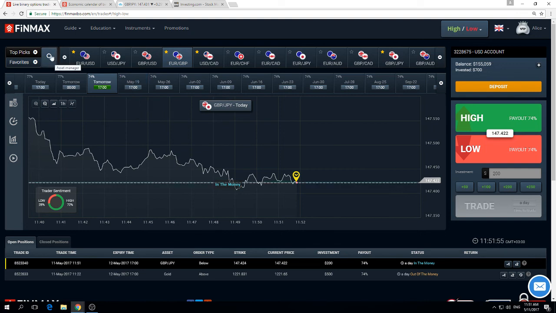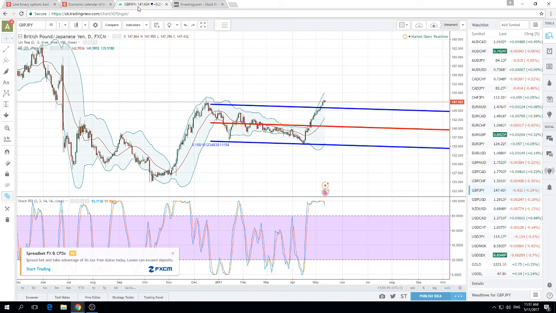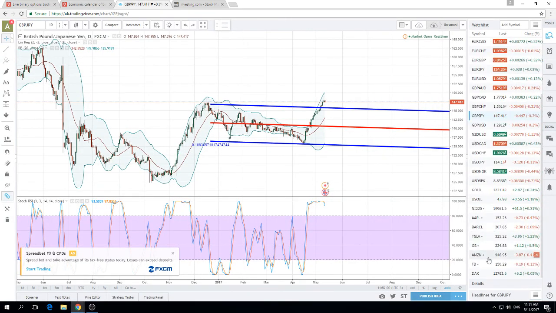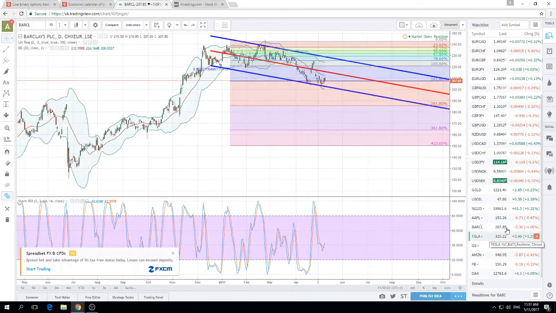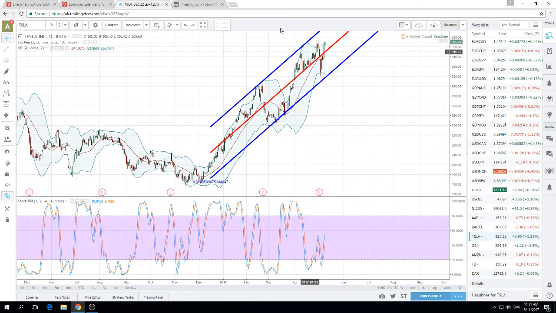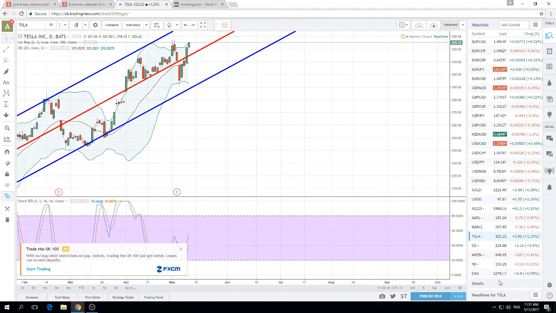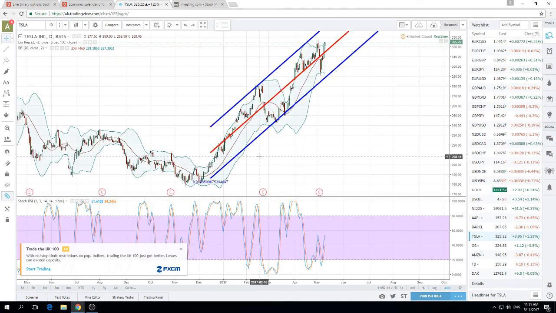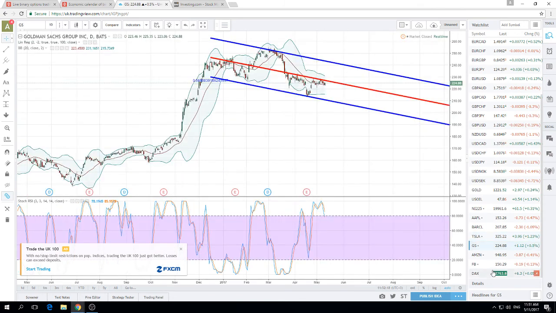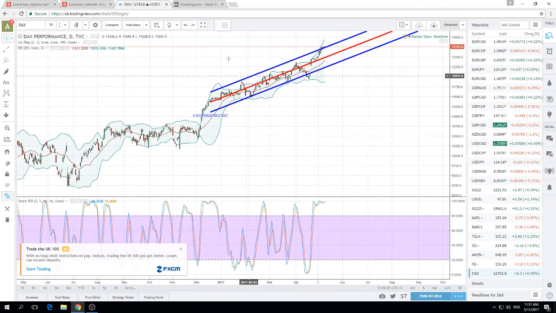Also, right now we have a pretty interesting situation on Tesla. Though the market is closed currently on Tesla, as you see, it's at its highs due to fundamental factors. So there is a pretty strong probability for further movement, for further growth of this asset.